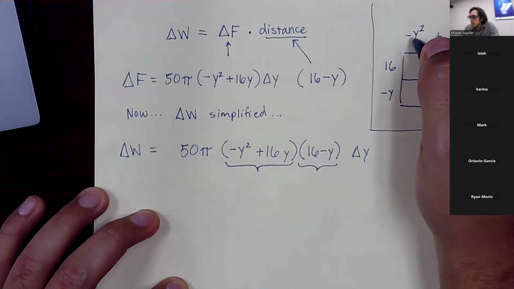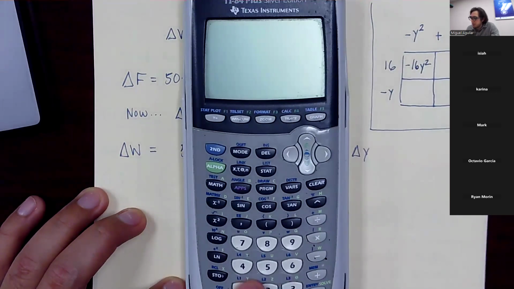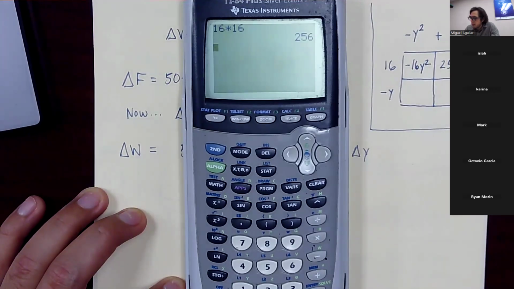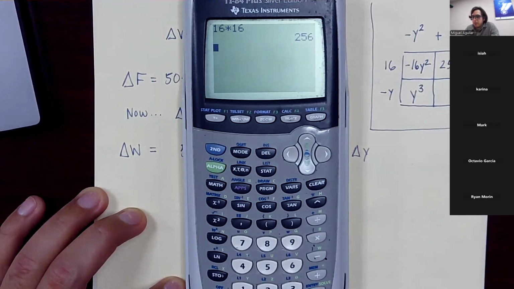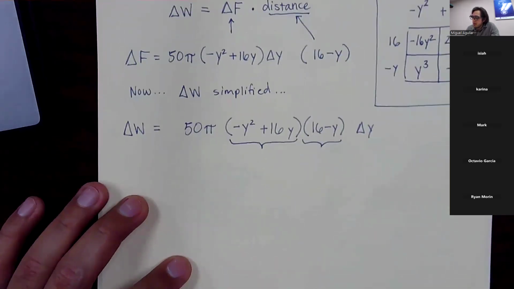So this is gonna be negative 16y squared. 16 times 16 is going to be some god-awful number, right? 16 times 16 is going to be 256y there. Then we have a negative and a negative, so that's going to be a positive y to the third power. And then this will be a negative 16y squared also.